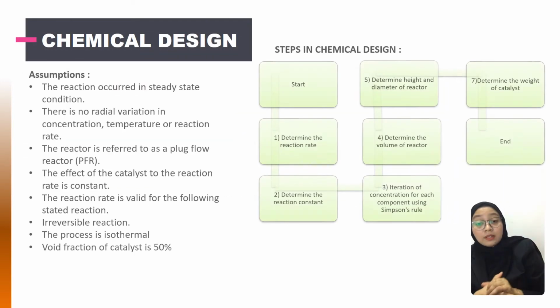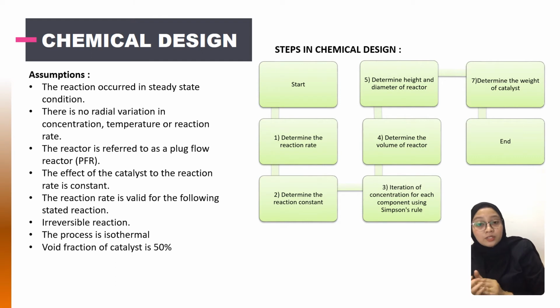There were several assumptions that have been made in order to design our reactor, such as the reaction occurs in steady-state condition, the process is isothermal, the reaction rate varies for the following stated reactions, the void fraction of catalyst is 50%, and the reactor is referred to as a plug flow reactor. So we will follow the calculation of a plug flow reactor. And these are the steps in chemical design as shown in the slide.